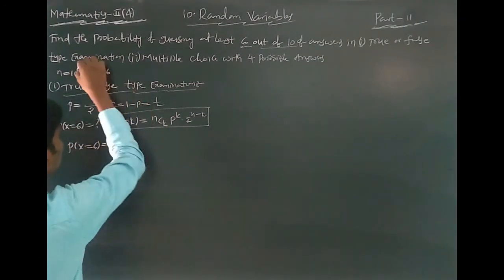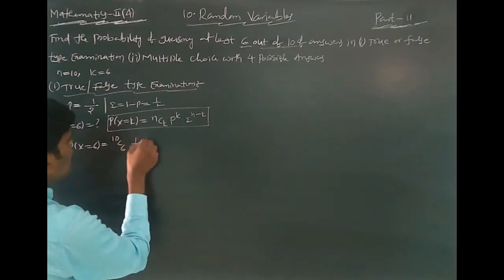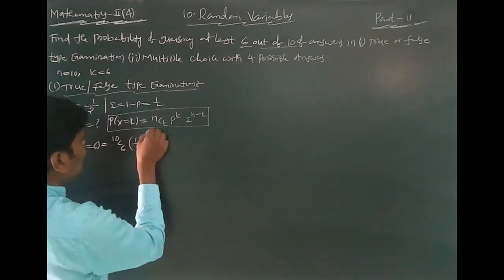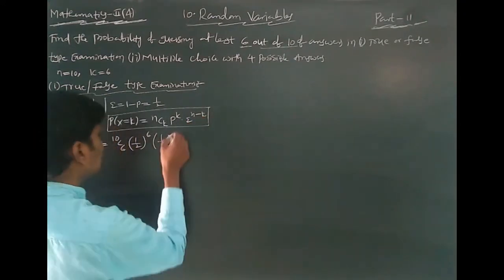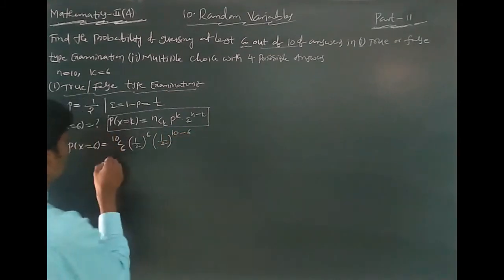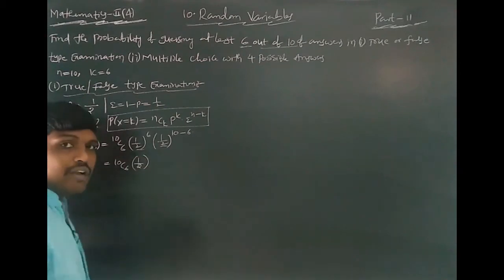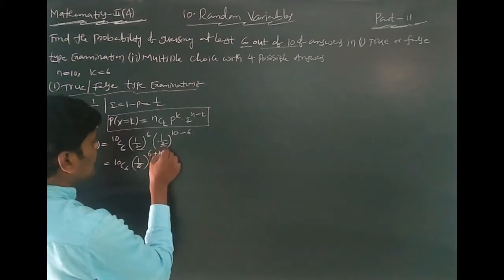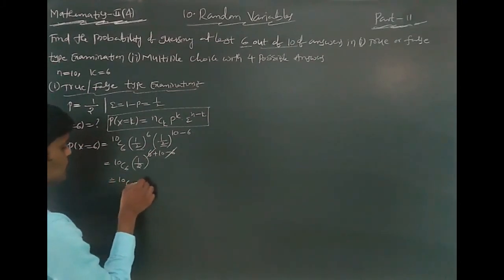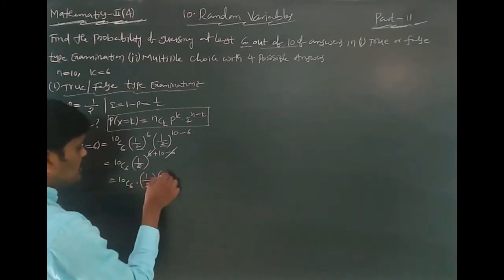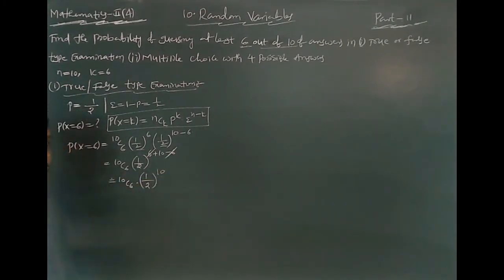N value, how many questions total? 10 answers. 10C6, p value (1 by 2) whole power k value is 6, (1 by 2) whole power n minus k. N minus k is nothing but 10 minus 6. You can write 10C6 into, bases are equal so powers should be added, 6 plus 10 minus 6, you get 10C6 into (1 by 2) whole power 10. Here 10C6 is how much?